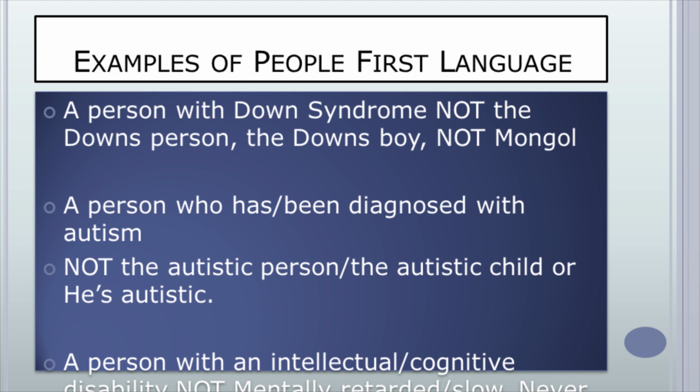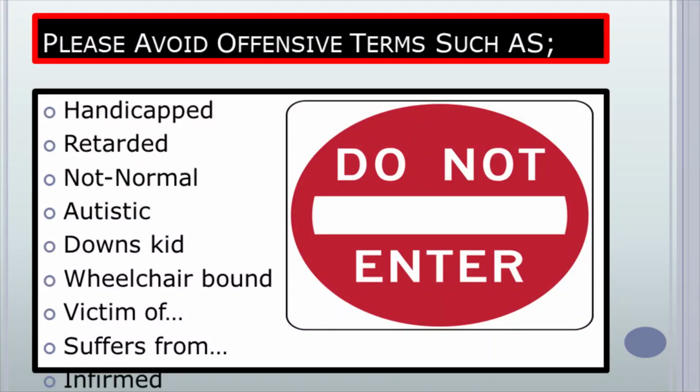So for a person with an intellectual or cognitive disability, we don't use the words mentally retarded or slow. We don't say not normal. So what is normal anyway, right? We're trying to focus on the positive, because if you imagine everywhere you go that people refer to you in a negative way, we're trying to turn that around and bring some positivity and let these individuals know that they're welcome and loved. So we're trying to avoid some offensive terms, and what I asked you to do last year, I'll ask you to do again.